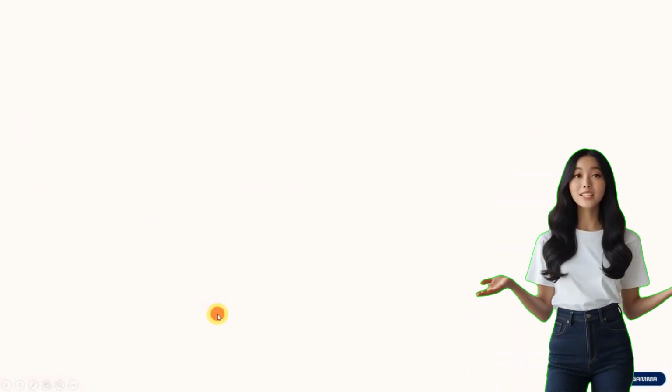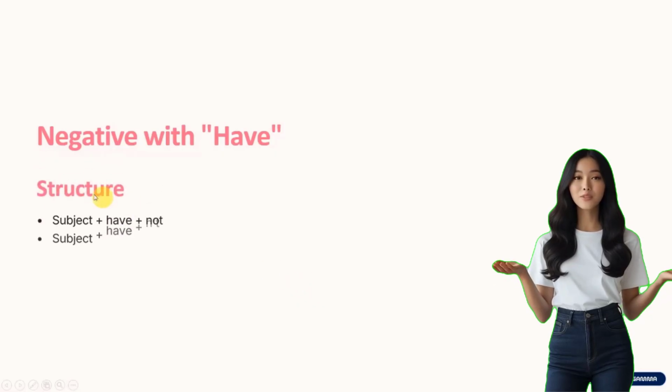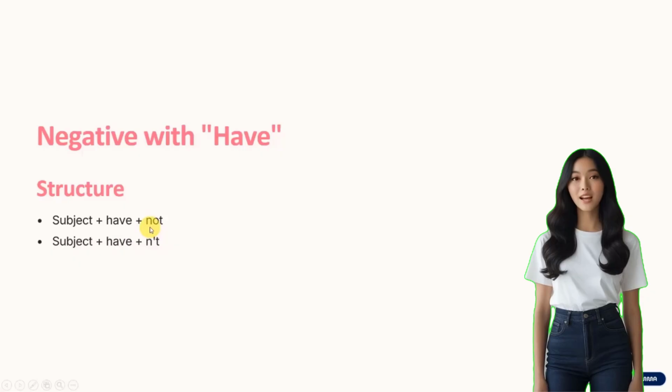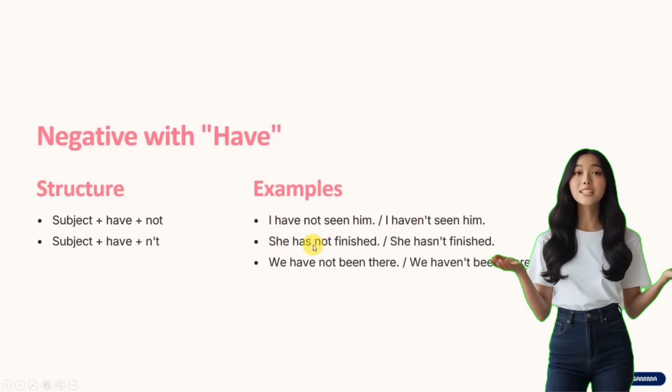Okay, let's have a look at a negative with have. Firstly, the structure: subject plus have plus not, or the subject plus have plus the contracted form of not. Let's have a look at some examples. I have not seen him, or I haven't seen him. She has not finished, she hasn't finished. We have not been there, we haven't been there. Okay, guys, that's some nice examples for you.